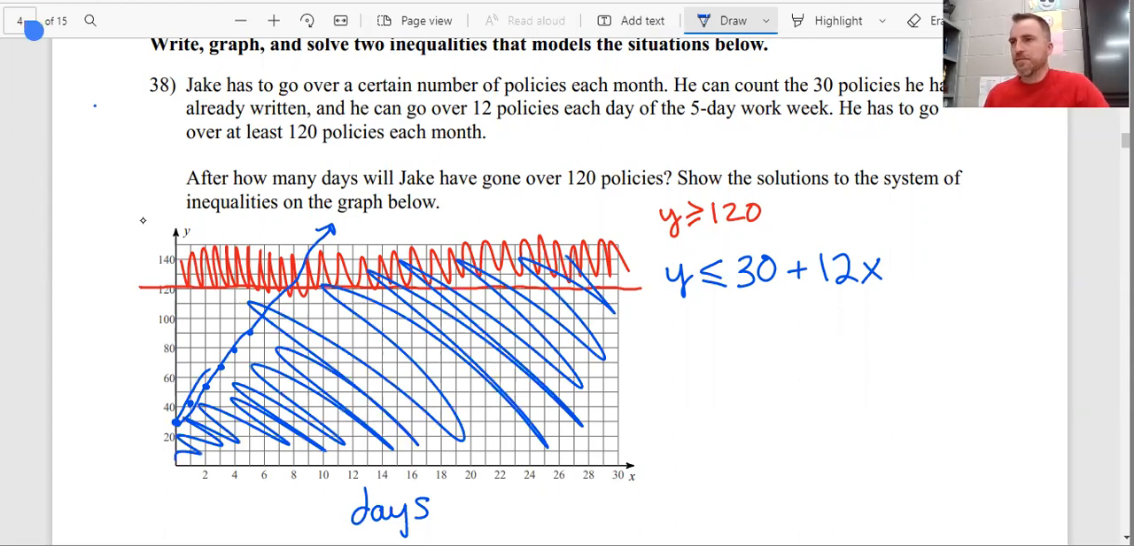He may not really work on any policies over the next few days, so he may stay down here. But all of these are in the realm of possibility that he could work on this number of policies over this given time. So as long as it's up here above the 120 line, that would work. If after 16 days he had made it to 135 policies, that fits. He had a month to work and he was able to get above the 120 threshold. So anything in the place where they were both shaded is a solution to that inequality.